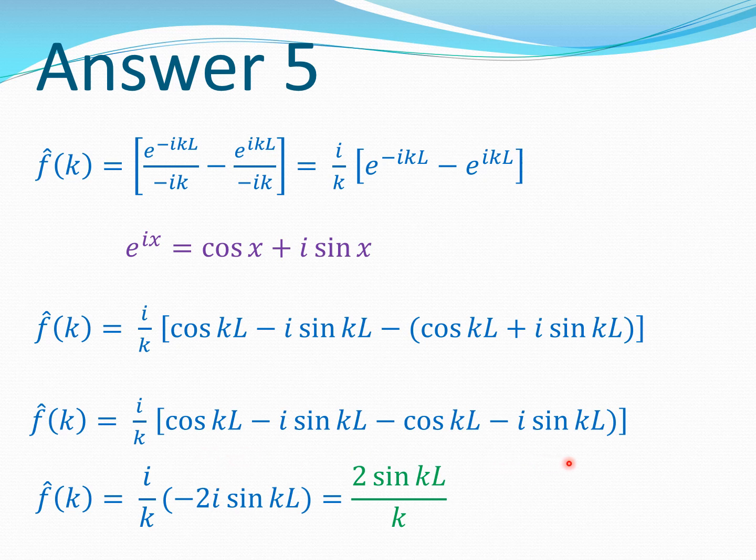So we do that, and immediately I get a cancellation of the cos KL terms. I get minus 2i sin KL because there are two of these values, and then i squared is immediately minus 1. So I get 2 sin KL by K. So that's the Fourier transform for the unit pulse.